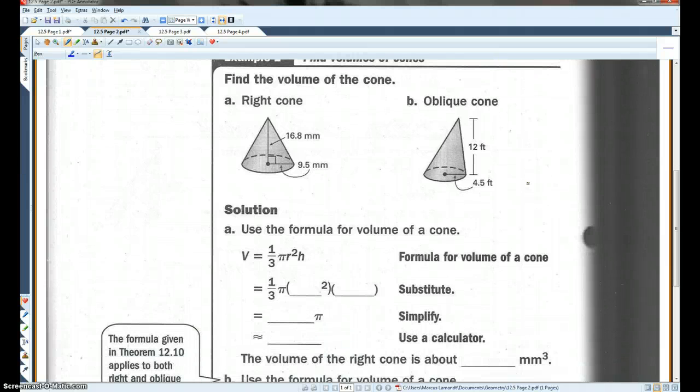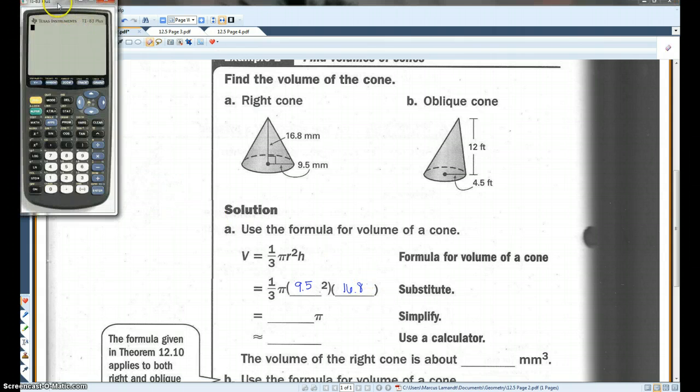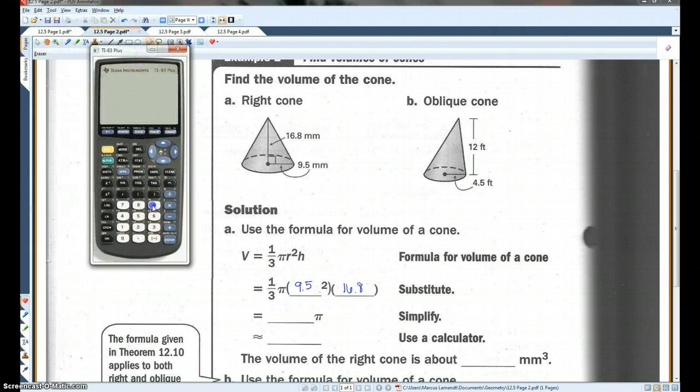Let's take a look here. You have a right cone here. Use the formula for the volume of a cone. V equals 1/3 pi r squared. We know that r is 9.5, and the height is 16.8. Alright, I pulled up my calculator again. 9.5 squared times 16.8. That gives us 16.2. Oh, I almost forgot to divide by 3. There we go. 505.4.